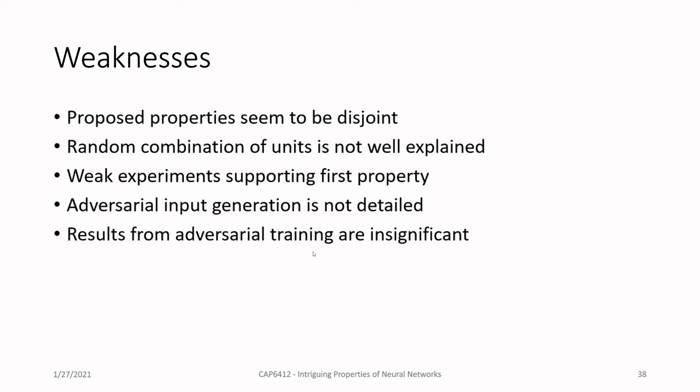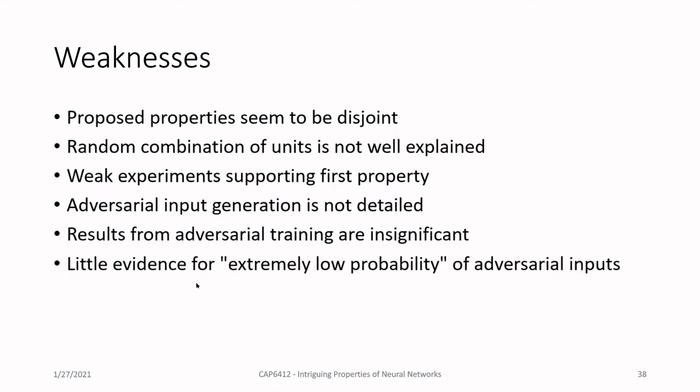And then the results from the adversarial training are insignificant. So once they got these adversarial samples, they try to send them back to the network along with the original clean images to see if it will learn better. But these results seem to be insignificant. It's just an improvement of 0.1% from the paper.